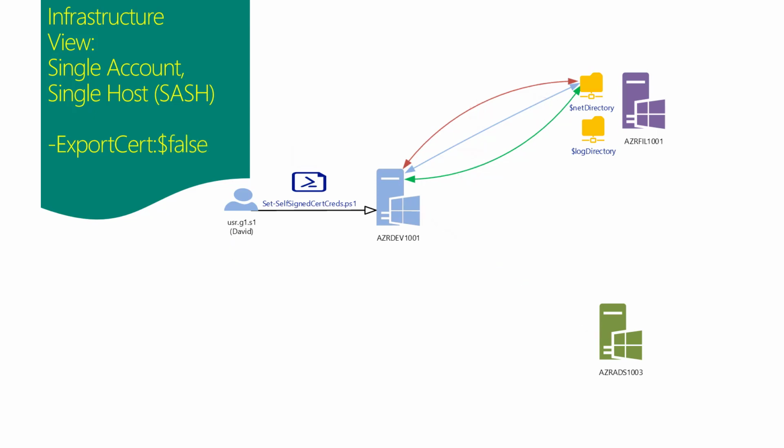We're still looking at the infrastructure view, but now that we've installed and exported the self-signed certificate, we can run the script again, but this time we won't specify the export cert parameter, to indicate that we intend to retrieve and use the credentials that were previously exported.